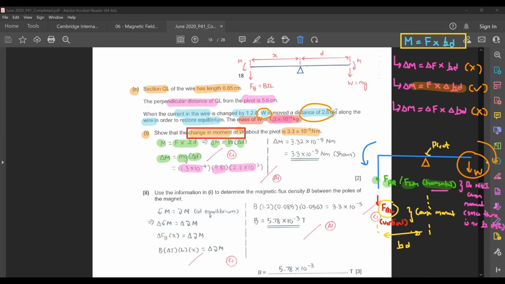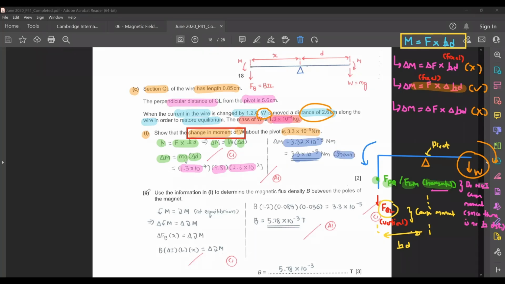Don't forget to change the centimeter to meter. Eventually, you will get the change in moment as 3.32 times 10 power minus 5 Newton meter. So round it up to 2 SF, you will get 3.3 times 10 power minus 5 Newton meter. So this is now shown.